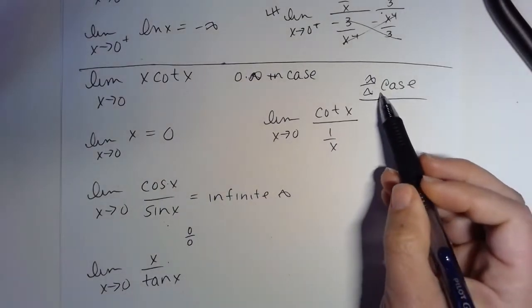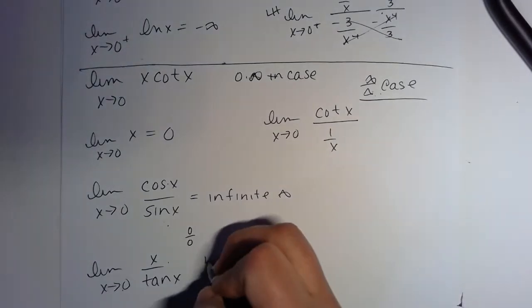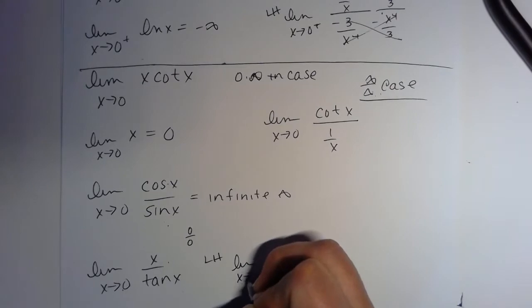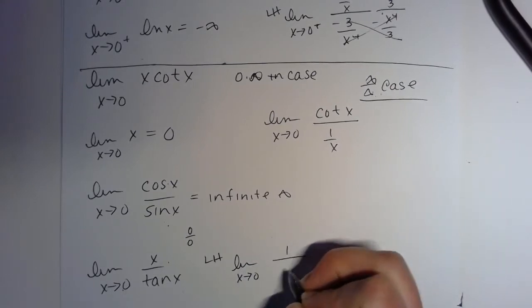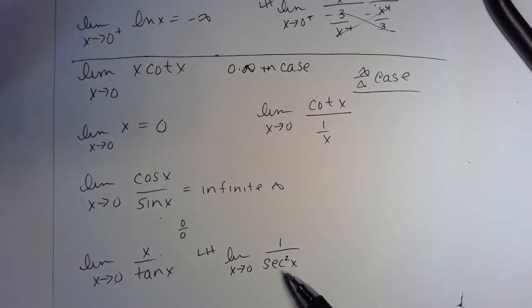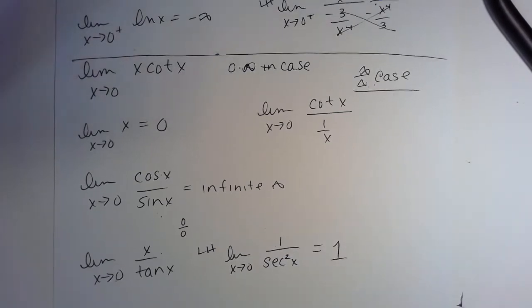Now, it doesn't matter that this is infinity over infinity, L'Hopital's rule still applies. So if I use L'Hopital's rule on this one, I take the limit as x approaches 0 of 1 over secant squared x. And I know that secant is built out of cosine, so this is really 1 over cosine squared. So when I plug in 0, this is 1. So I end up with 1 over 1, and my limit is 1.